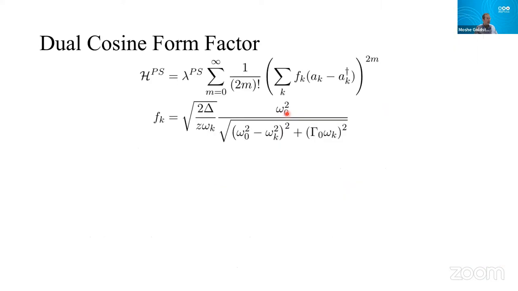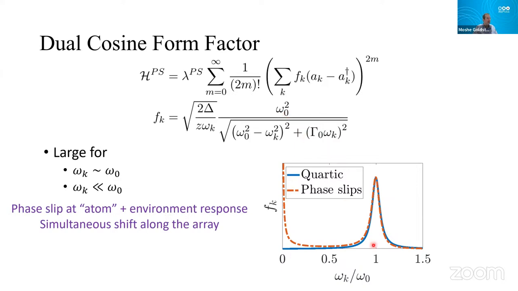And the important thing about it is that if you calculate the corresponding form factor, you find that it's large not only on resonance, but also at low frequencies. And the reason is that when there is a phase slip, as I told you, it occurs not only in the last element, but it propagates along the array.